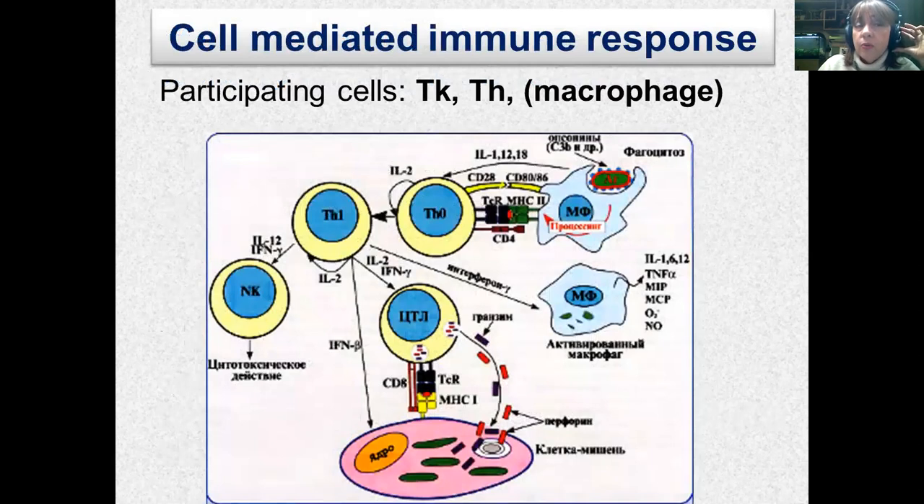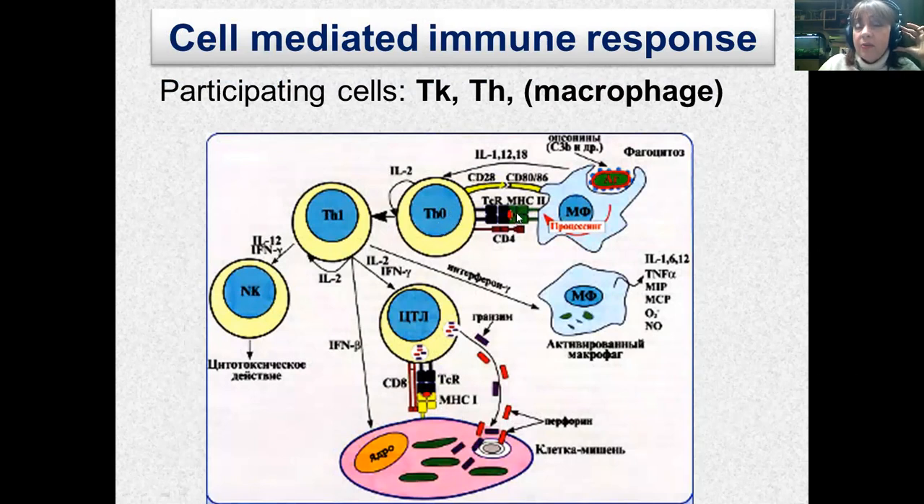Now we come to the next type of immune response. It's cell-mediated immune response. Three types of cells are involved in it: T killers, T helpers, and macrophages. Macrophages ingest antigen, process it, present it on the surface, and release interleukins to activate T helpers.